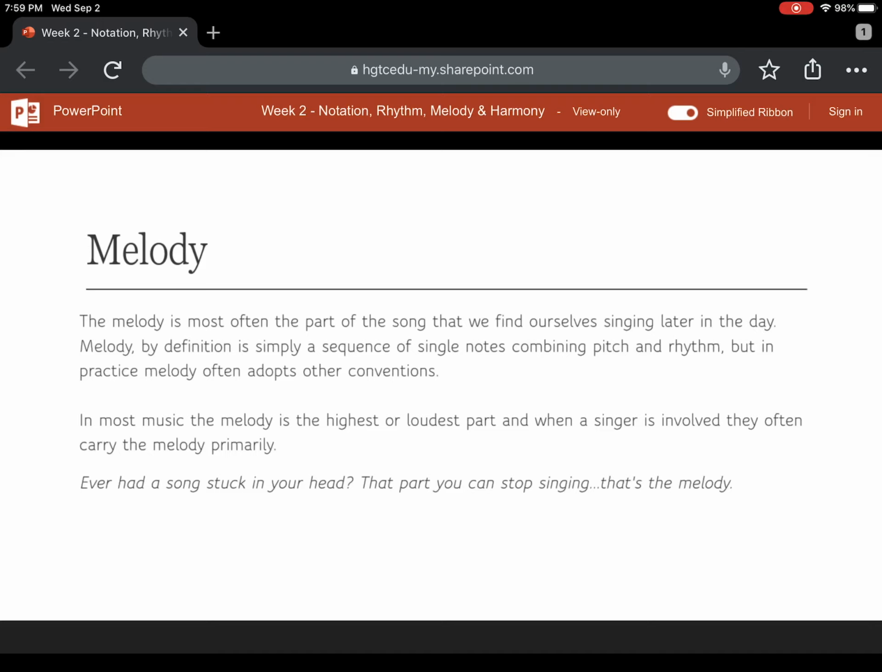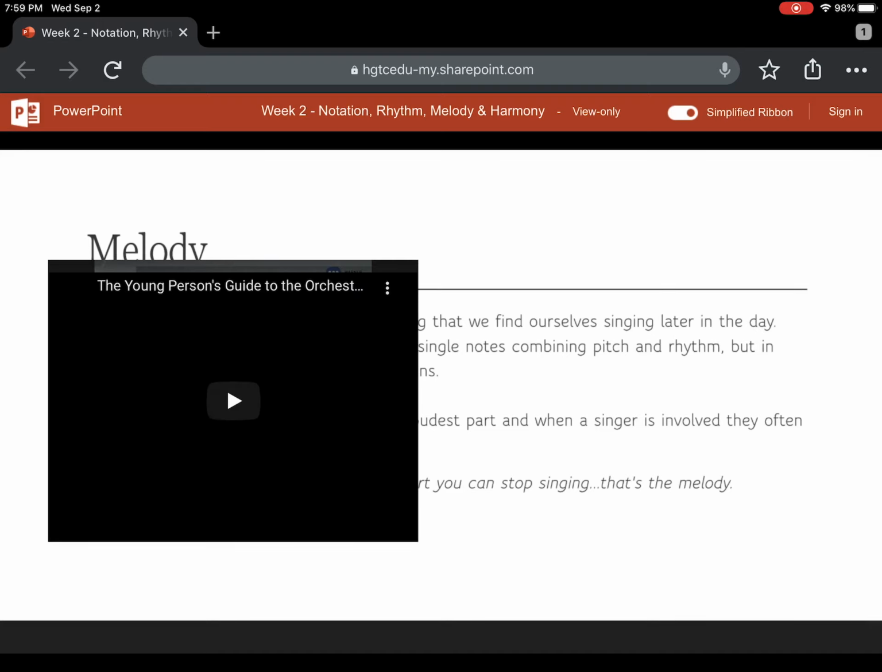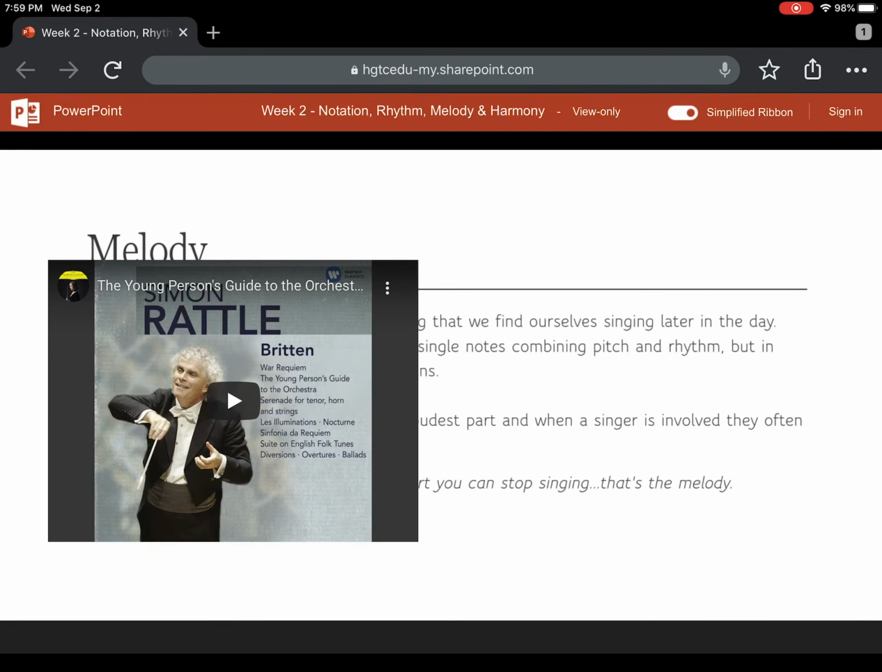So melody typically will sit often in the highest pitch. To explain it any further would just be incredibly confusing. I think it's one of those things that most people know it when they hear it. You'll be able to pick out what melody is.